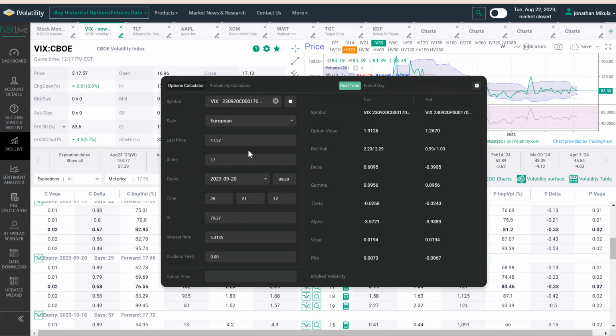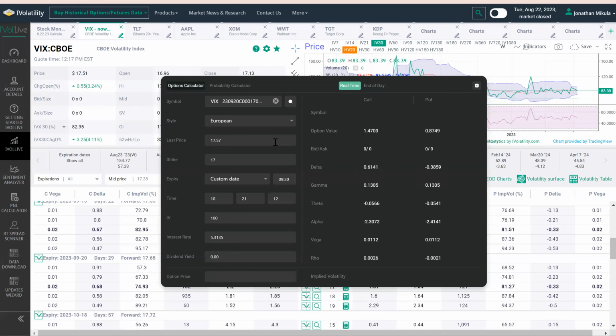Other things that I love doing here: the VIX is European style. Most of what we'll look at today is American style, but the VIX is a European instrument, which means you can only exercise it at expiration. So you'll see less of an impact sometimes on the Greeks. But what you're able to do is say, okay, what would happen to these prices over here, for the call and for the put, if we were only 10 days out from expiration? That's days, hours, minutes. And what if implied volatility went from 79 to 100? What happens then? And you can see the pricing will update, right?